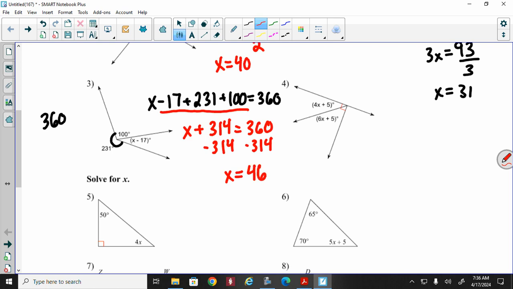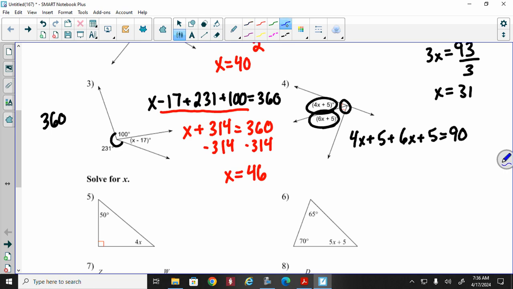All right. So for question number 4, as you can see, you're dealing with the right angle symbol. So that means this angle and this angle both add up to 90 degrees. So 4x plus 5 plus 6x plus 5 is equal to 90 degrees.